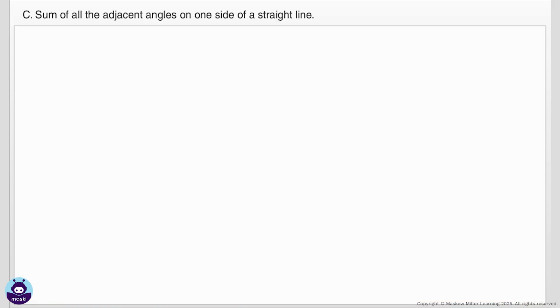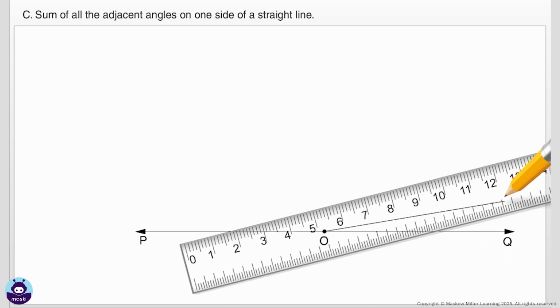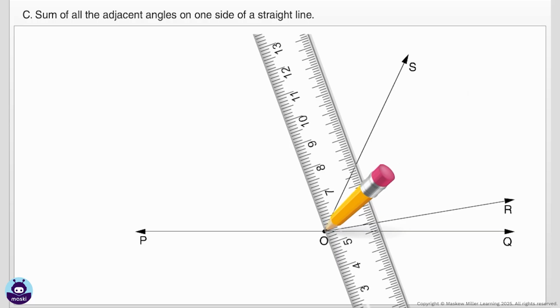Sum of all the adjacent angles on one side of a straight line. Let us draw a line PQ and mark a point O on the line. Now, let several rays emerge from that point. We can now measure the multiple angles that have been formed on one side of the line PQ.